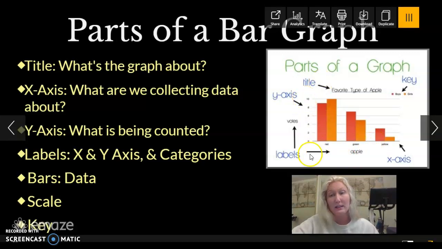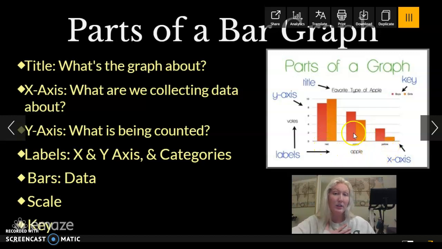Our y-axis is what is being counted. So in this case, votes. Votes for our apples. Okay? The way I remember it is that our values, the numbers, are going to be on this side, the y-axis, and then our categories, which are red, green, and yellow, are along the x-axis.